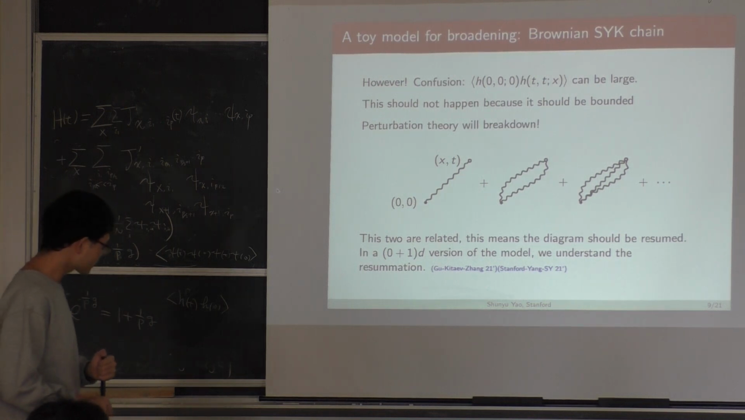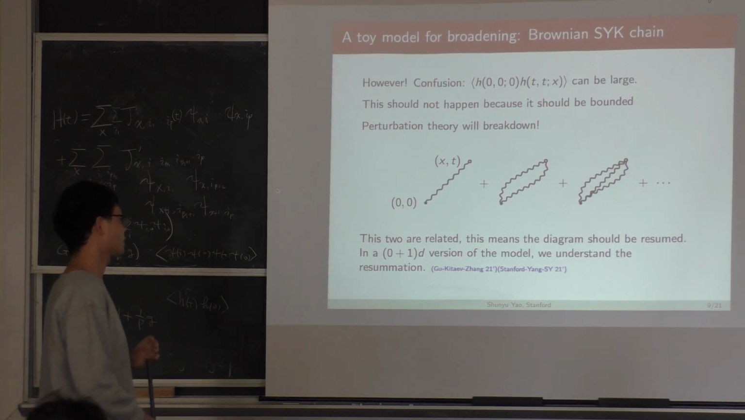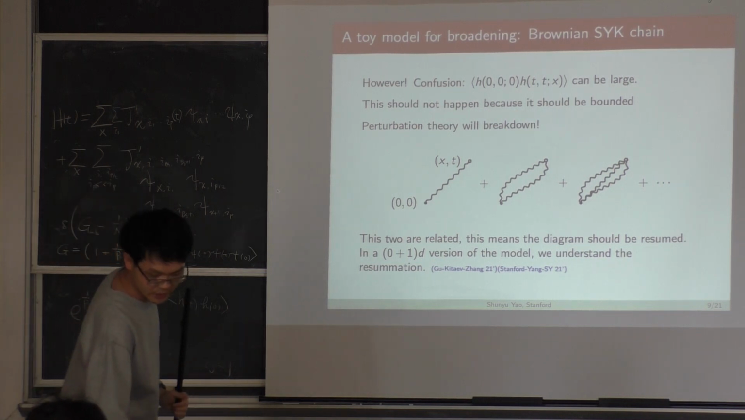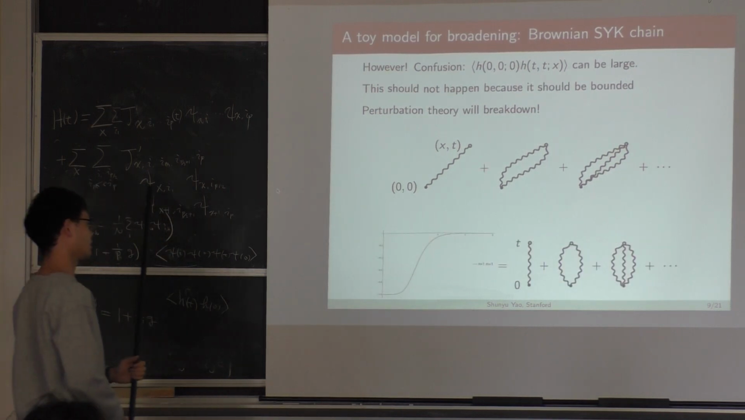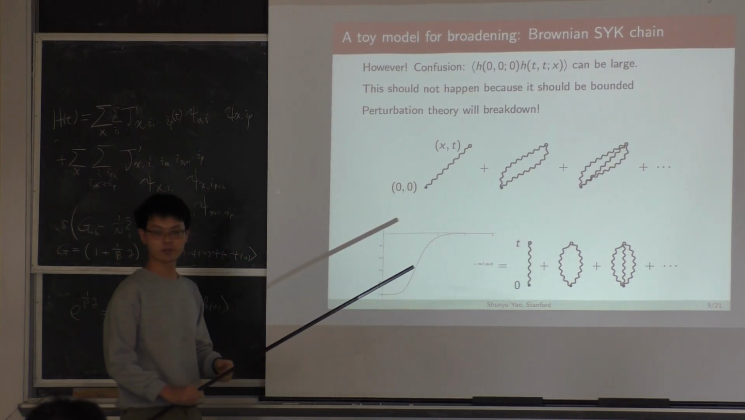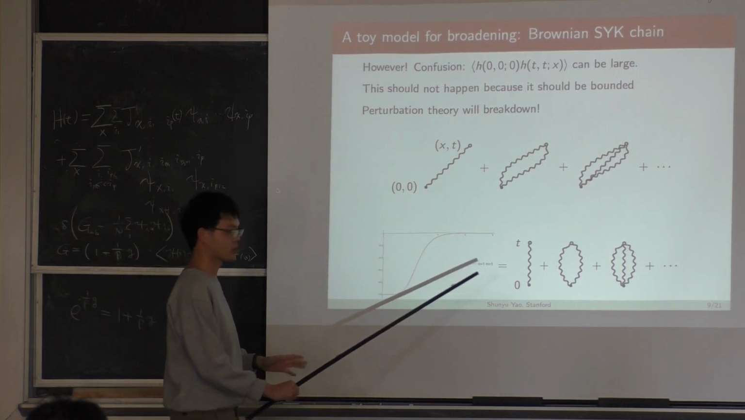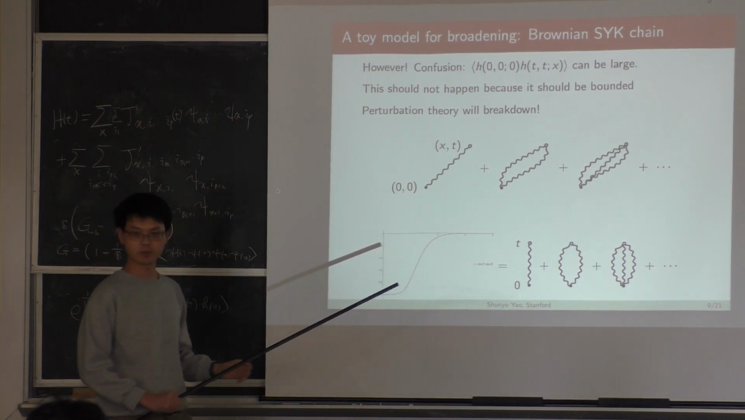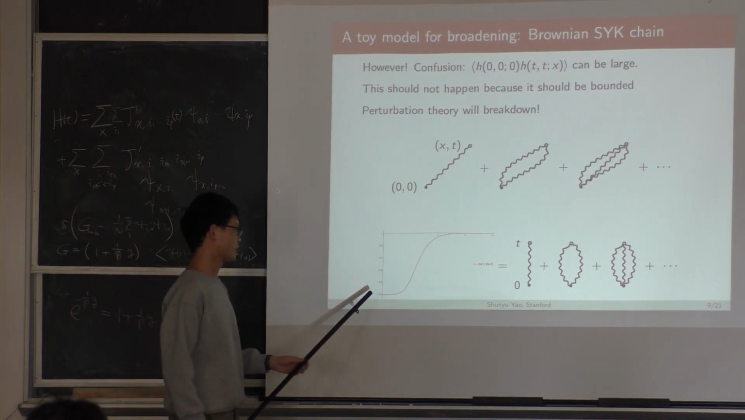And in a 0+1D version of this model, okay, here we are talking about some 1+1D model, but in some 0+1D model, we actually understand how this resummation works. What it does is, after resumming over all these higher loop diagrams, and actually I am lying a little bit, there are some more complicated diagrams that could appear in the perturbation series, after you resum that, you get a function which looks like this.